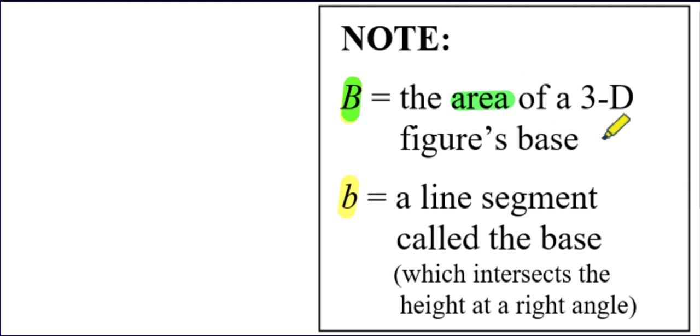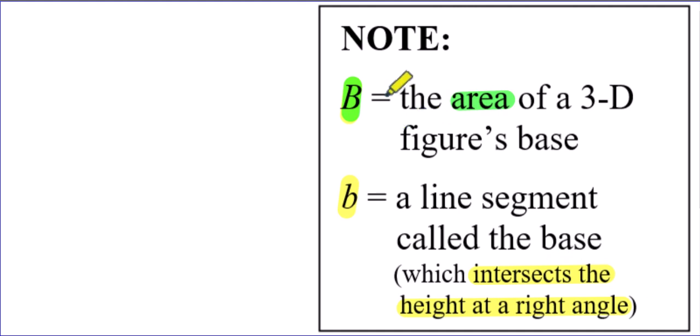If the base is a triangle, then you want the area of the triangle. If the base is a trapezoid, then you want the area of the trapezoid. Lowercase b is an actual line segment called the base. Think about how triangles have a line segment called the base, which will intersect the height at a right angle. We talked about that in guided notes in the past. With trapezoids, there's 2 line segments called B1 and B2 that are parallel to each other, and they will also intersect the height at a right angle.